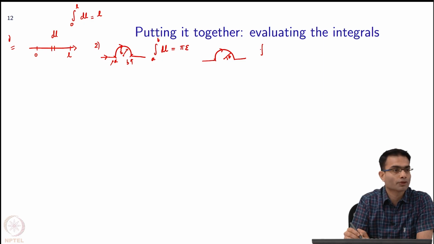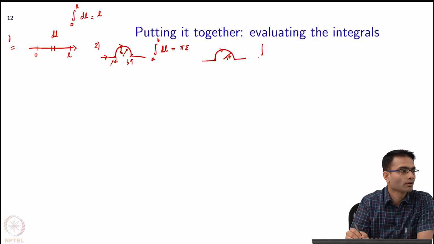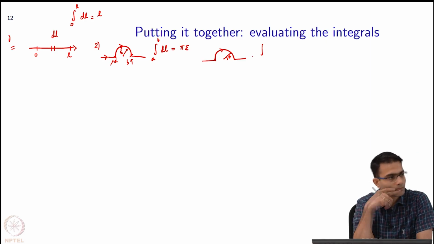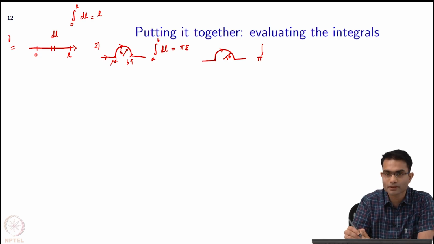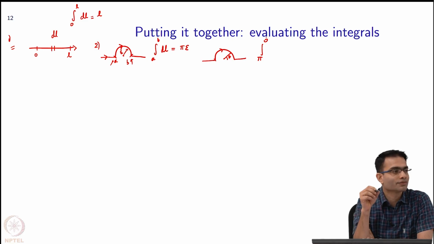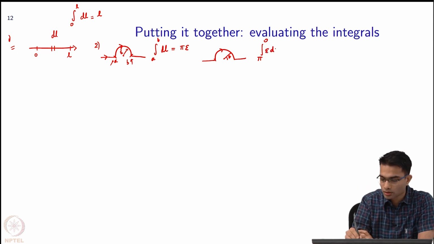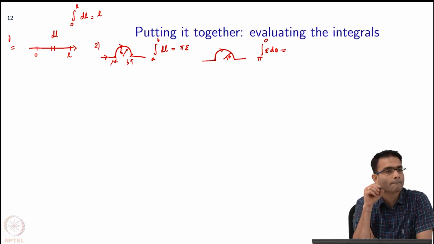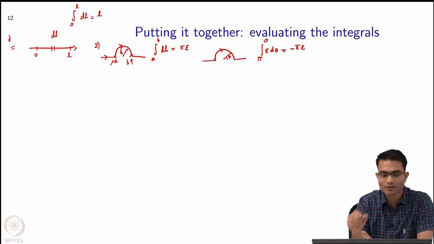Where am I starting from? What is the original starting point? Minus pi or pi? Why minus pi? I could write pi also, and the final integration point is 0, and what is the differential element? dl is r d theta, which is epsilon d theta. What do you get? You get minus pi epsilon.